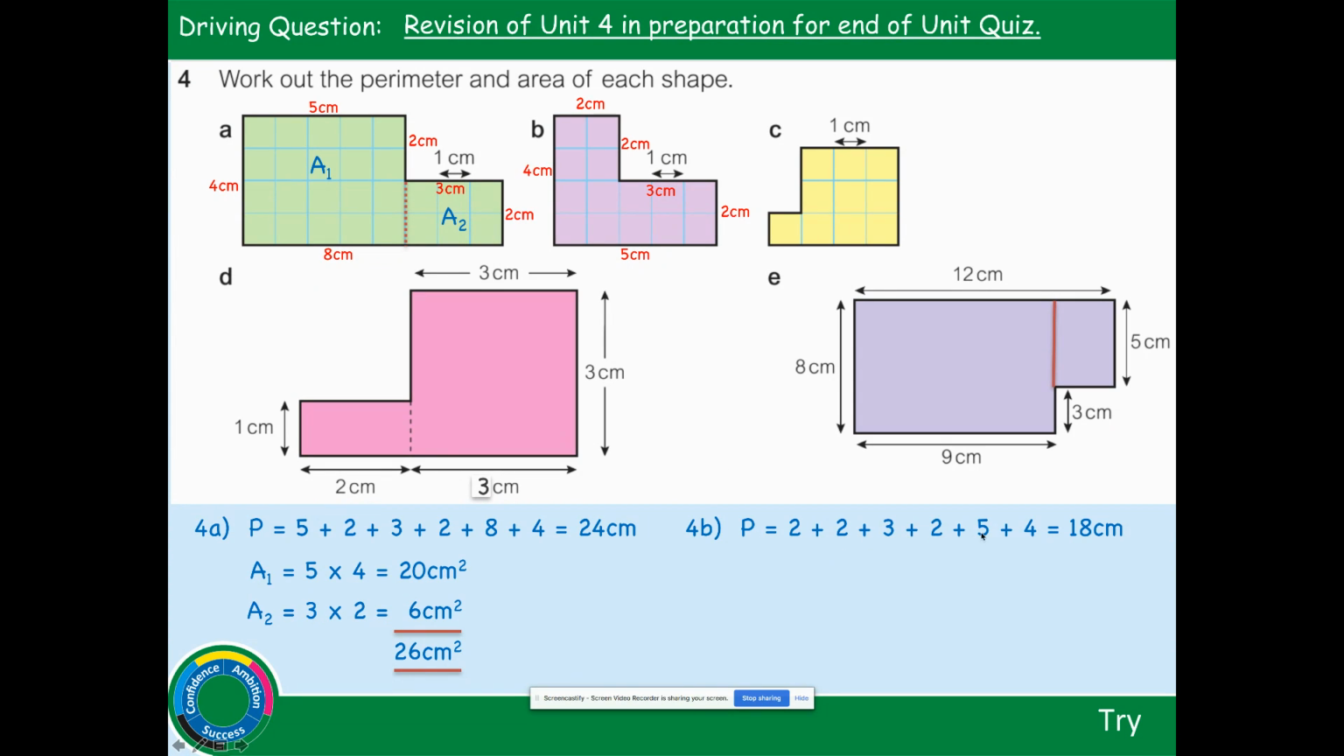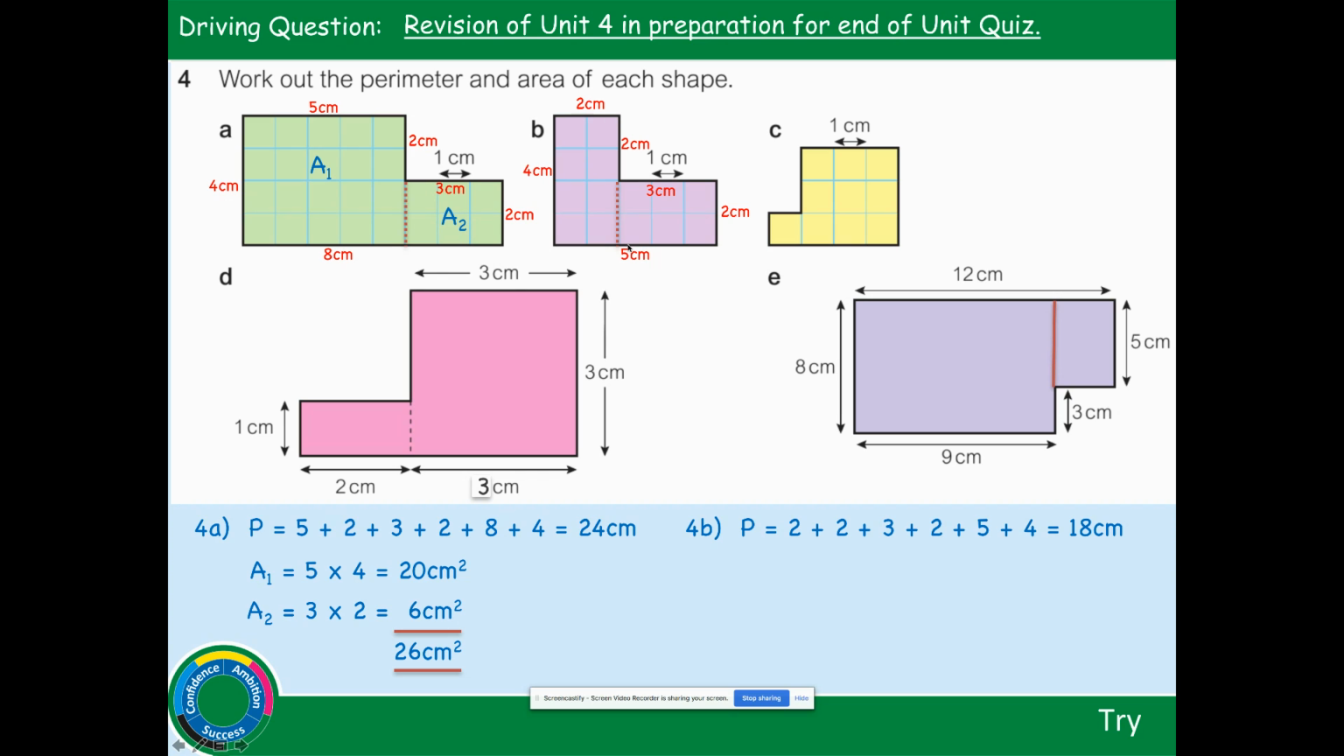1, 2, 3, 4, 5, 6. I've got 6 sides, and I've added 6 numbers. Okay. If you wanted to just count them as you go around, that's fine. 1, 2, 3, 4, 5, 6, 7, 8, 9, 10, 11, 12, 13, 14, 15, 16, 17, 18. Okay, that's fine when you've got all the little squares marked out for you. When you come down to these two, you haven't.